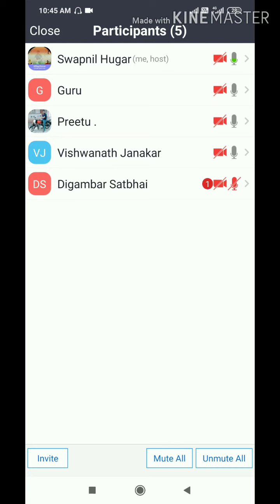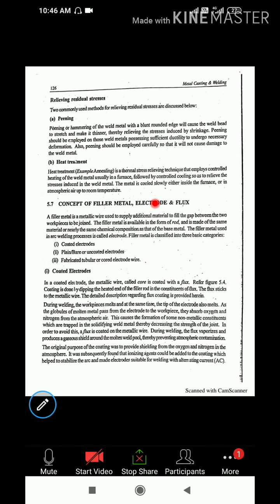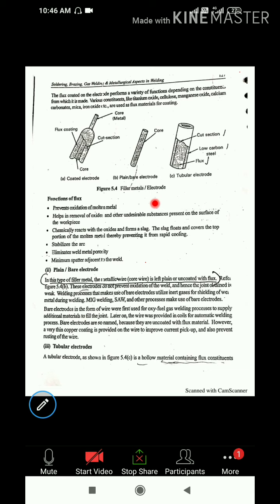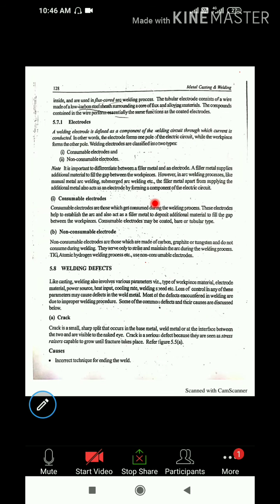No doubt. See, this fifth module is a very lengthy module. It takes a long time. After the residual stresses, there are still concepts regarding the filler metals. In the next class we will discuss what the filler metals and electrodes are.